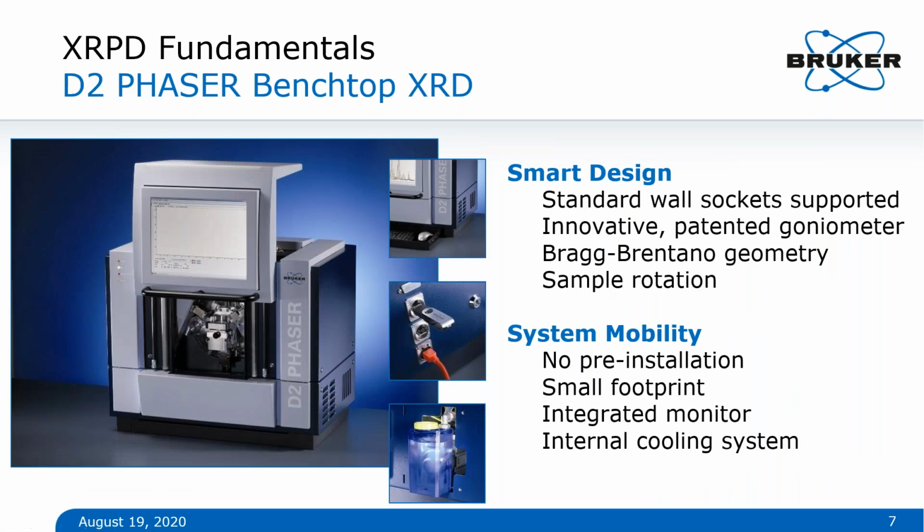So the system that I really want to focus on today is called the D2 Phaser. This is our benchtop X-ray diffractometer. And you will see the same fundamental components that you would see in one of Bruker's larger enclosures, but everything has been made very, very compact. So it's the same X-ray tube, the same family of high-speed detectors that are available, sample rotation also available on all of our benchtop systems, but everything has been really miniaturized and brought in close.